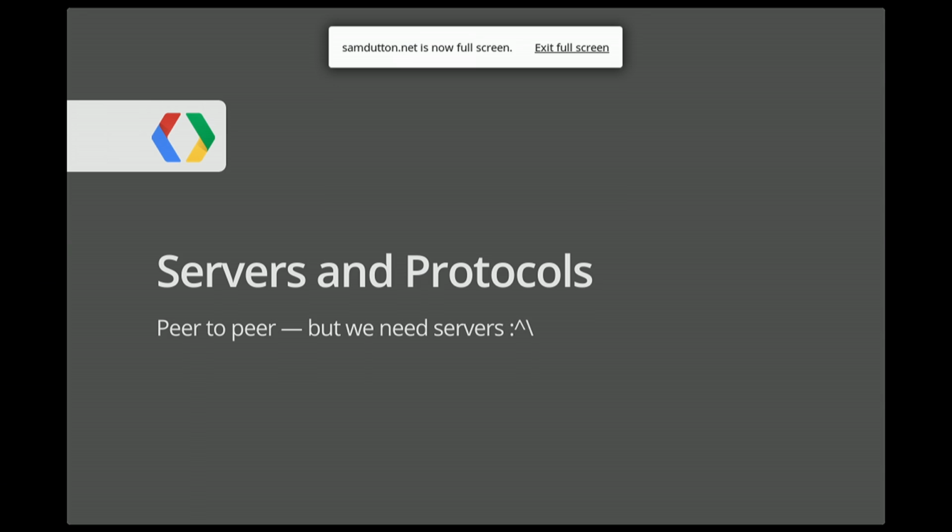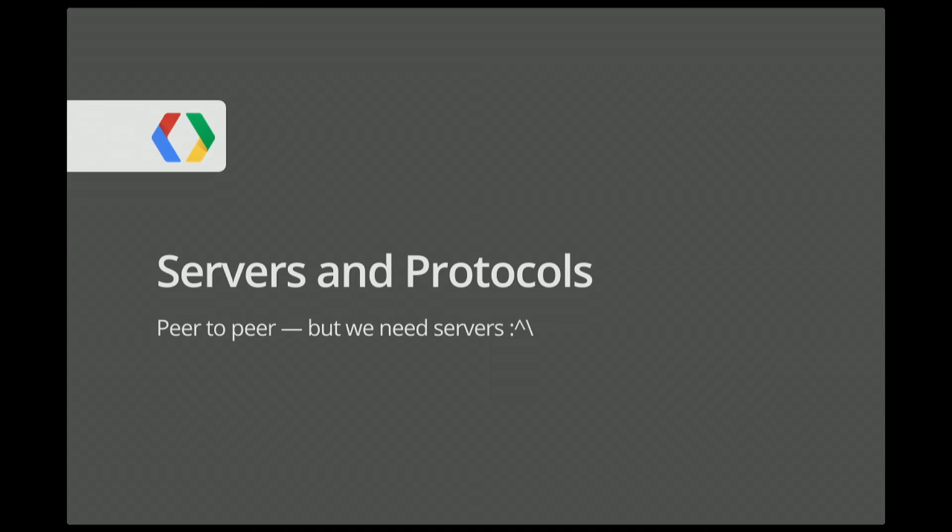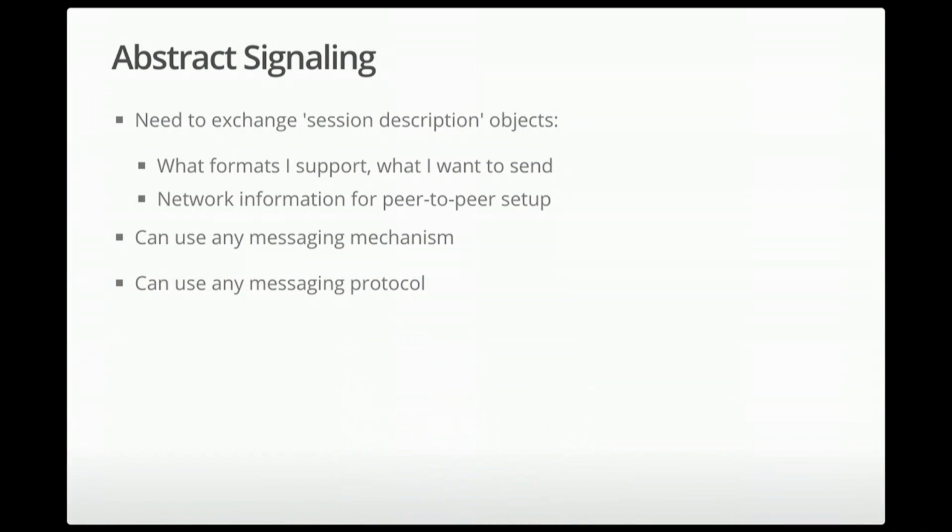Okay, so we talked a lot about how we can do really clever peer-to-peer stuff with RTCPeerConnection. But it turns out we need servers to kind of get the process kicked off. And the first part of it is actually making sure that both sides can agree to actually conduct the session. And this is the process that we call signaling. The signaling in WebRTC is abstract, which means that there's no fully defined protocol for exactly how you do it. The key part is that you just have to exchange session description objects.